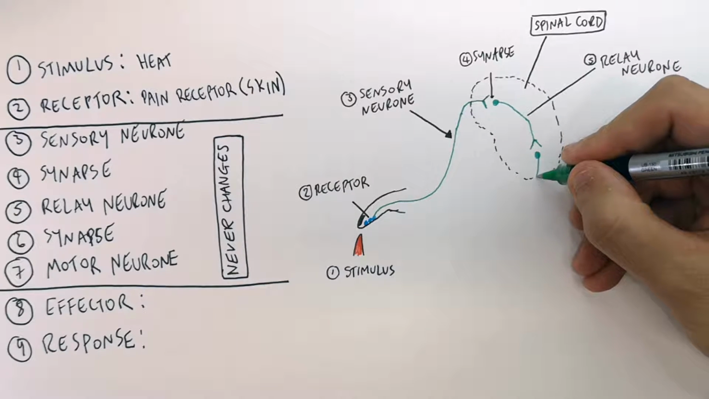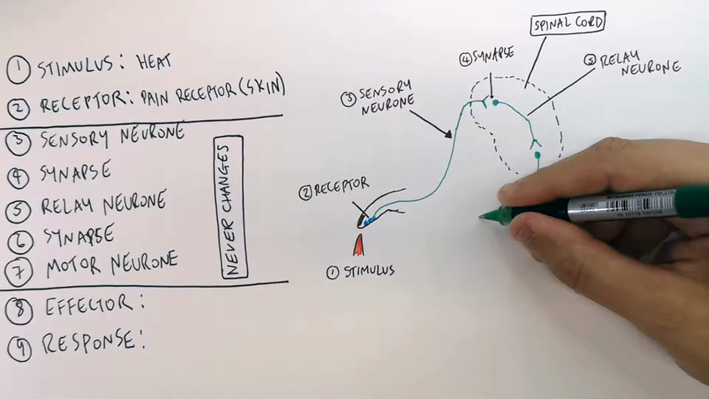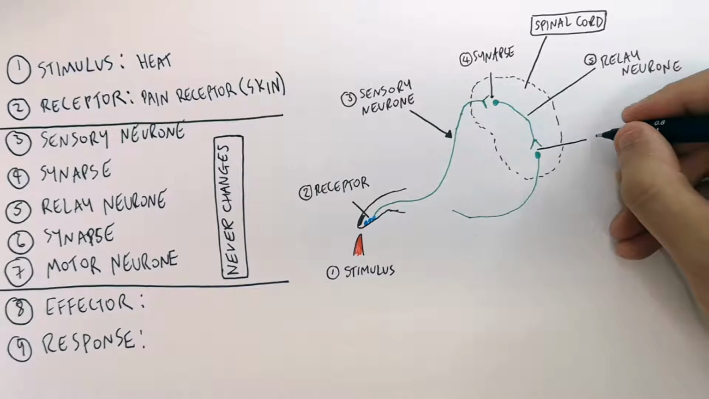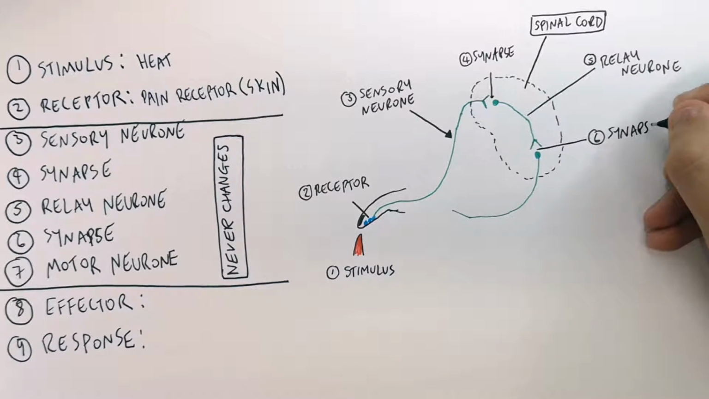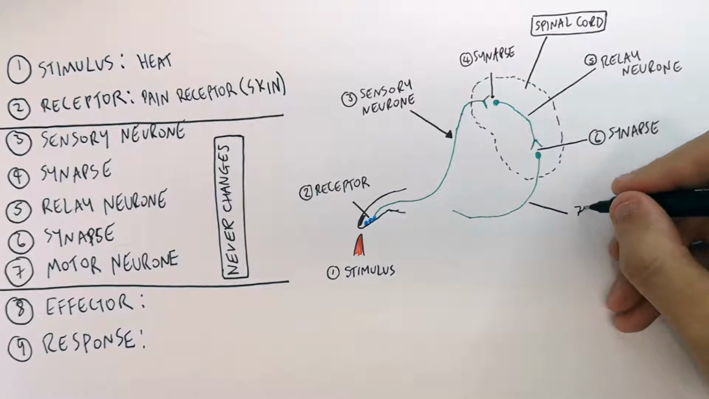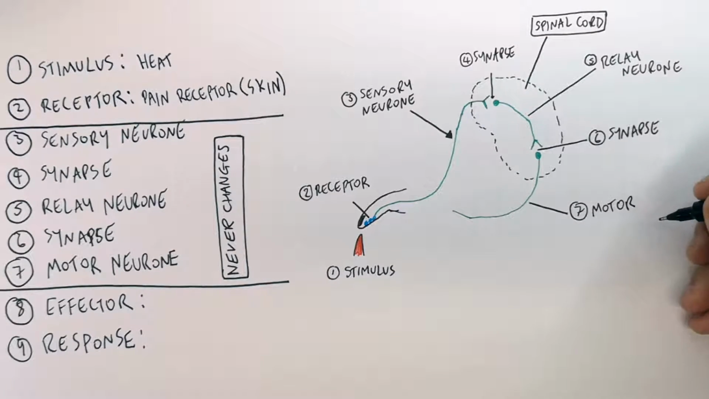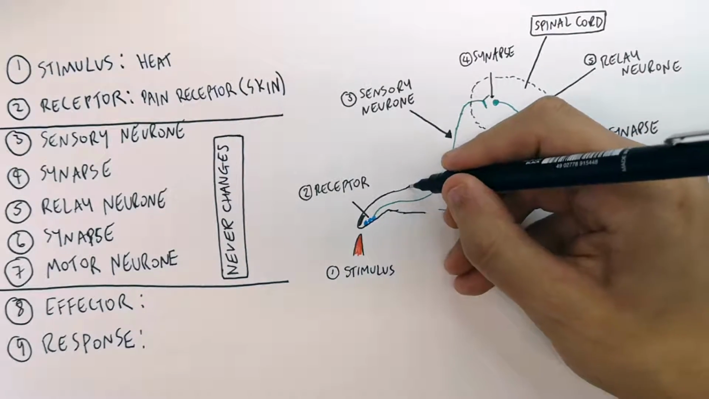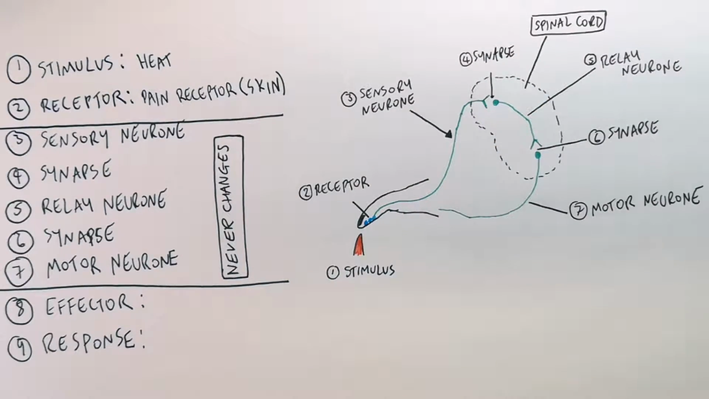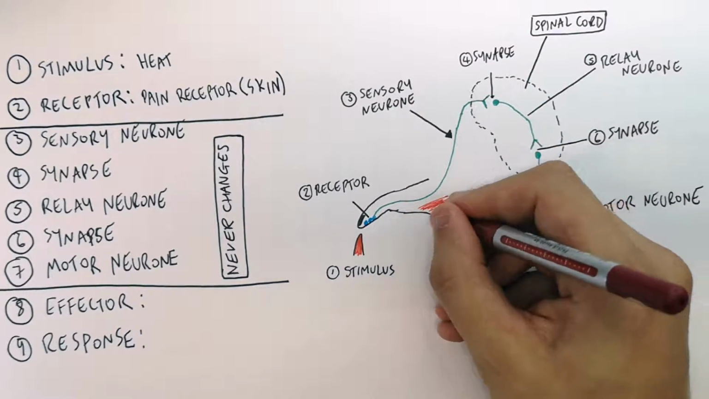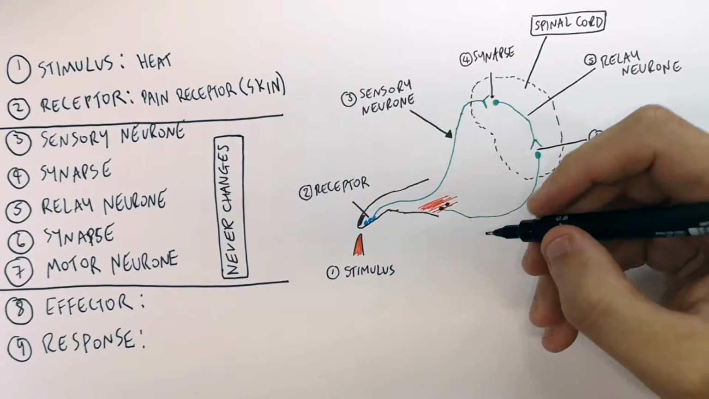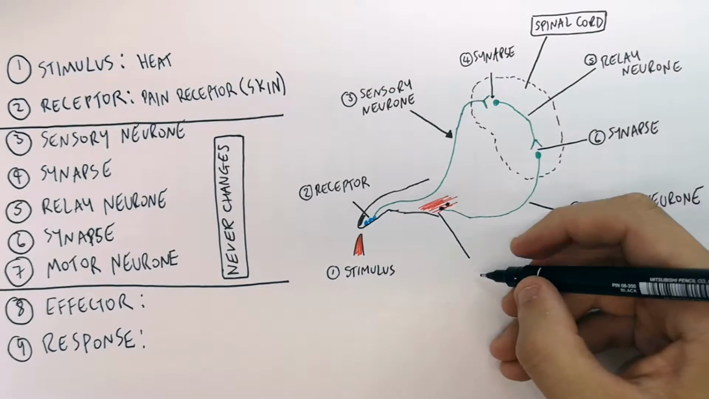An electrical impulse is now generated in the motor neuron. This is the motor neuron, and the signal crosses the synapse, which is connecting the relay neuron and the motor neuron. So this is now the motor neuron. The motor neuron is the neuron that connects the central nervous system to the effector. An effector can be a gland or a muscle. In this case, it's the muscle in the hand. So the motor neuron is going to connect to the effector, which in this case is the muscle.